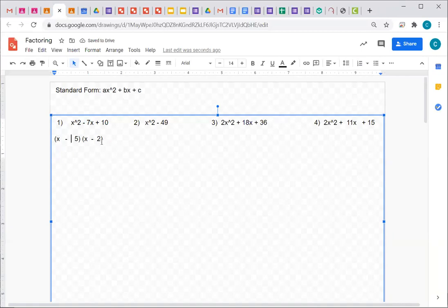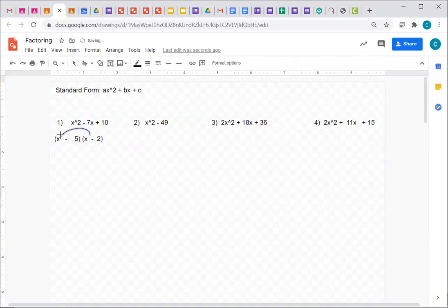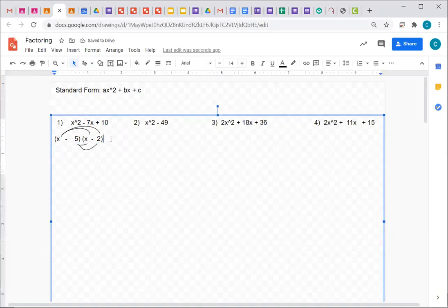Now, why is this the correct answer? Well, if we were to do it backwards to check our answer, I'm going to check my answer for all of these. If you distribute like this, we'll see we'll get the same answer. We'll get our original answer. So for this one, if we distribute, we should get the original thing.